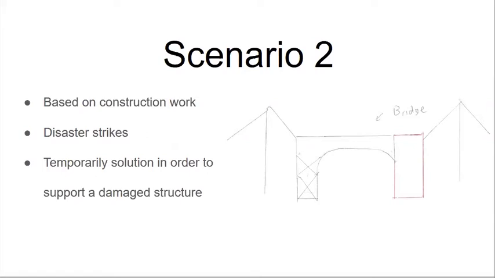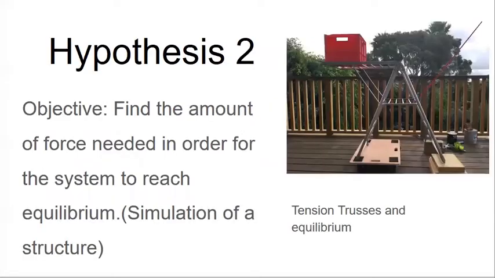This is highlighted in the picture I've drawn, where the collapsed building is in red. This brings us to our second experiment, which is to find the amount of force needed in order for the system to reach equilibrium. This involves the usage of tensions, trusses, and the system being in equilibrium. Tension from the wire attached to a pulley system in the background, trusses in the laundry rack, and equilibrium in order for the system to not collapse.